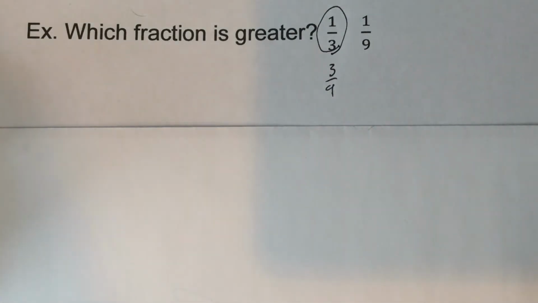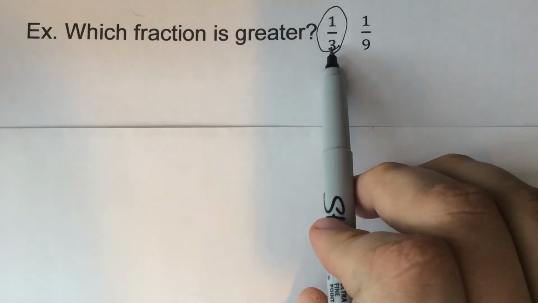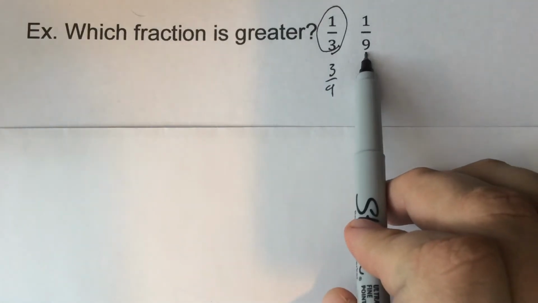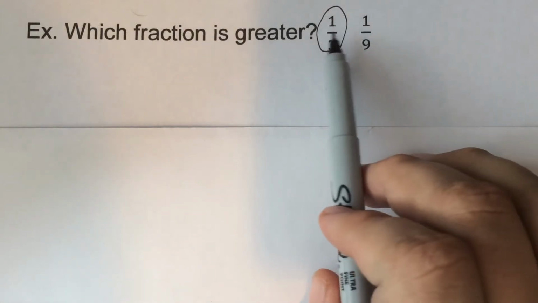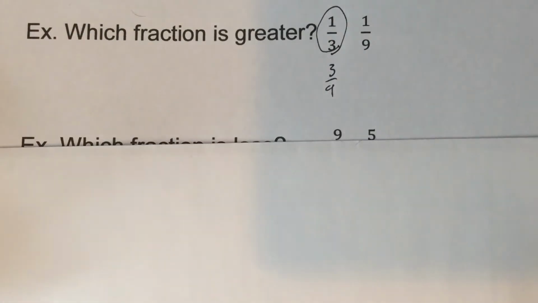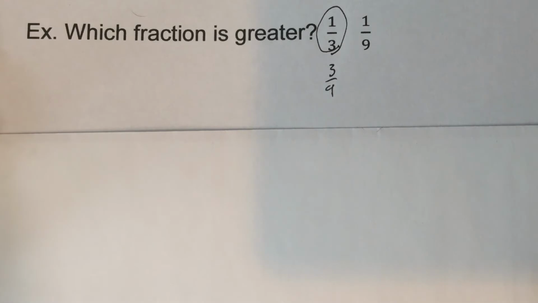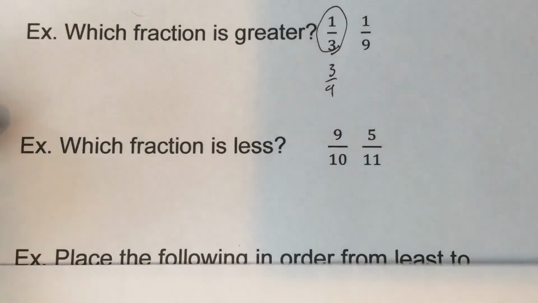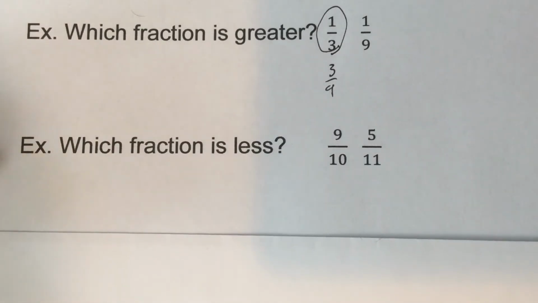But again, we can look at it as parts as well. If I break it into 3 parts, they're going to be bigger parts versus if I broke it into 9 parts, those are going to be smaller. I still have one of each, so I have one bigger part versus one smaller part. So that one's a little easier to do. We wouldn't necessarily have to find the equivalent fractions. But if we get to here, well, 9/10 and 5/11.